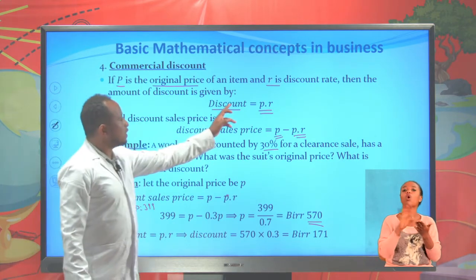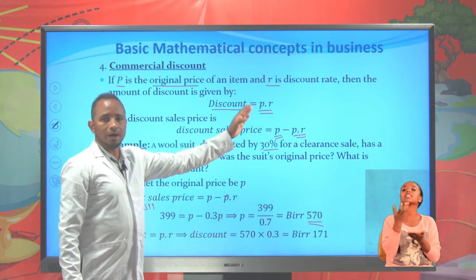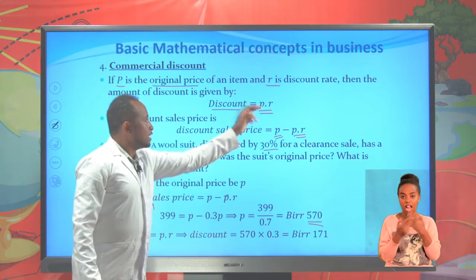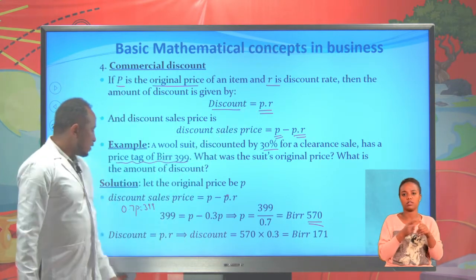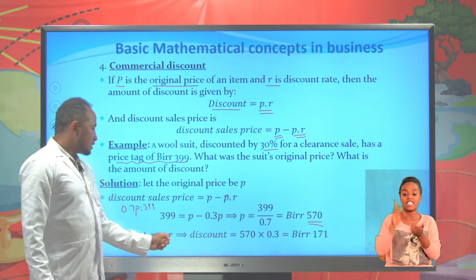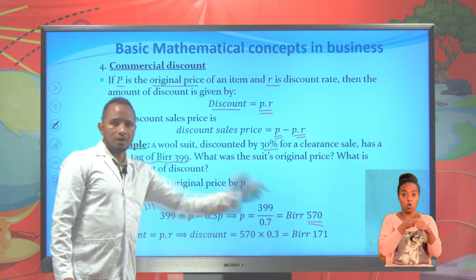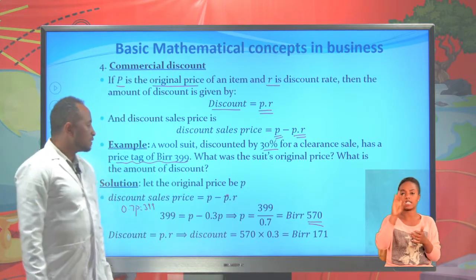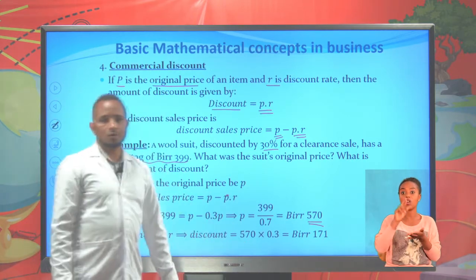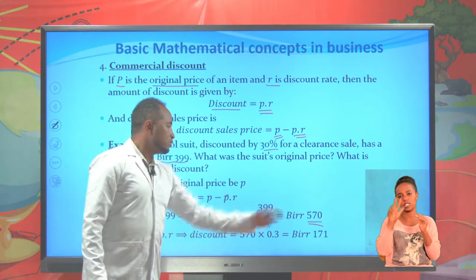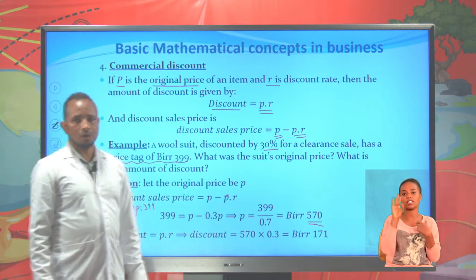The amount of discount is given by multiplying the original price with the discount rate. So discount is equal to original price times discount rate. So discount is equal to the original price, we have found the original price to be 570, times the discount rate, which is 0.3. When you multiply these two, you get 171.